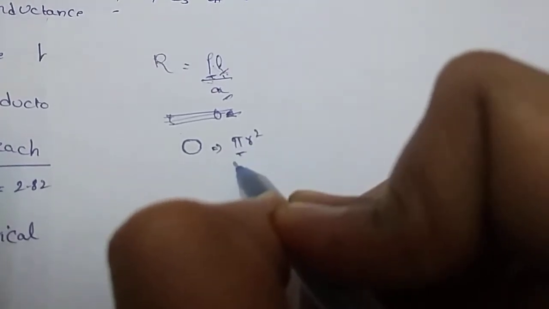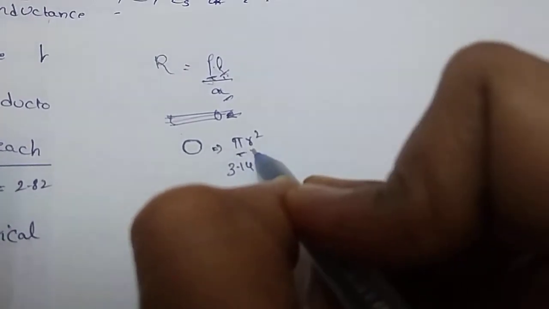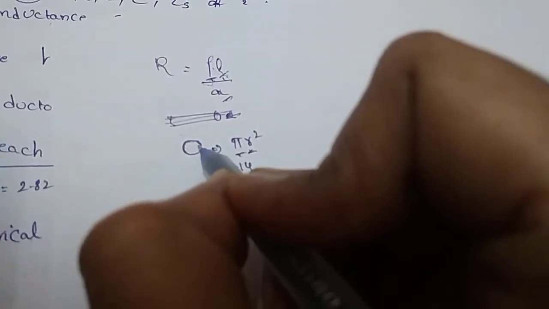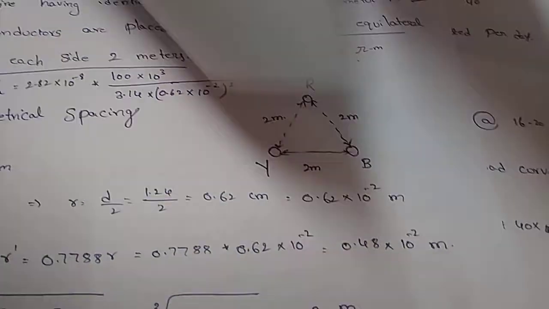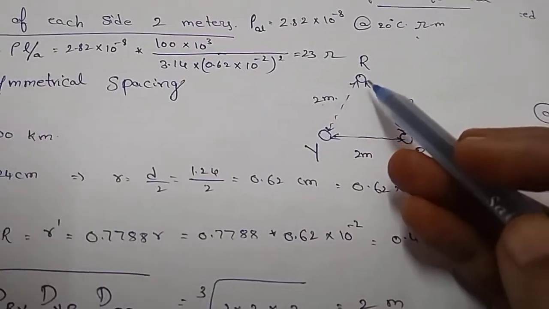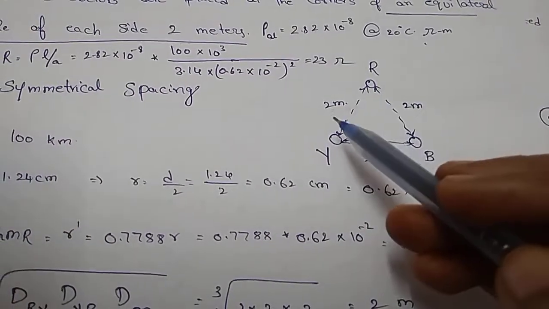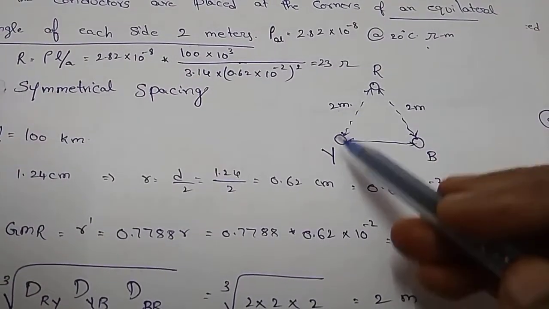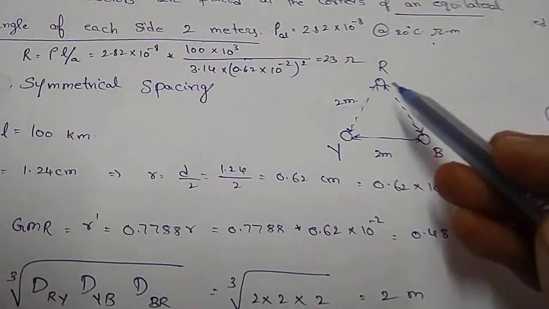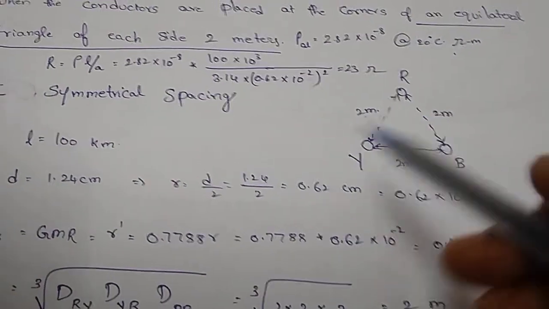Here the pi value is 3.14, and please remember we are considering the entire radius of the transmission line. I'm just representing the conductors here. This is the equilateral triangle of 2 meters distance apart, with 3 conductors placed.